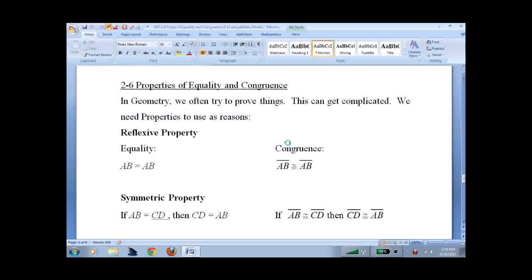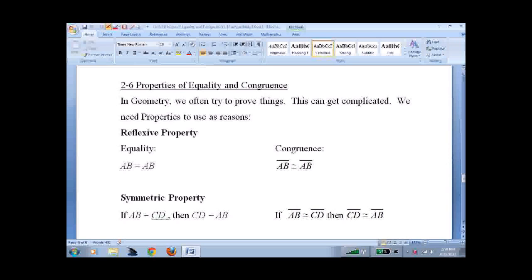Lesson 2.6, Properties of Equality and Congruence. This is an introduction to proofs. How do we prove something? We write down reasons for what we do, and we call that a proof. And hopefully our reasons are based on things that have been established in the past to be true, instead of reasons that we think or wish would be true.